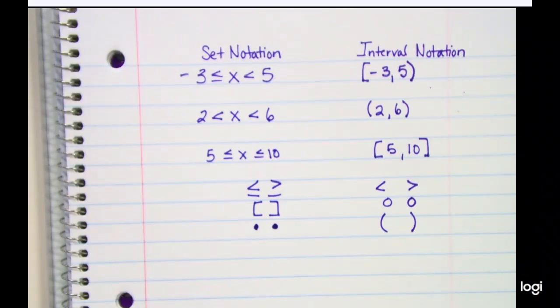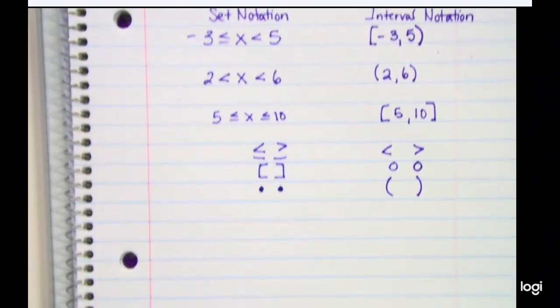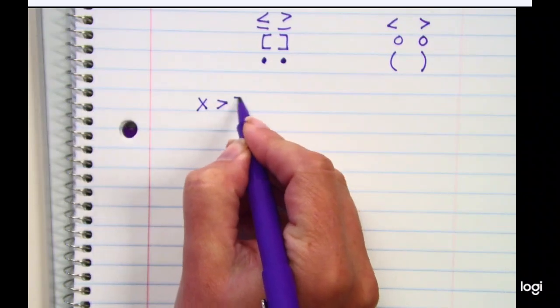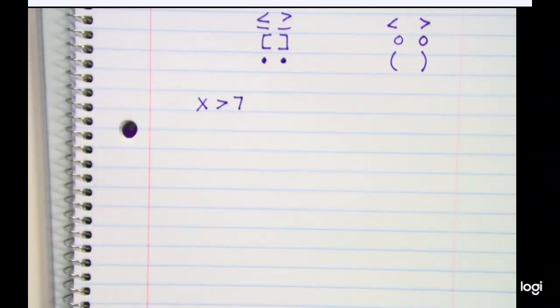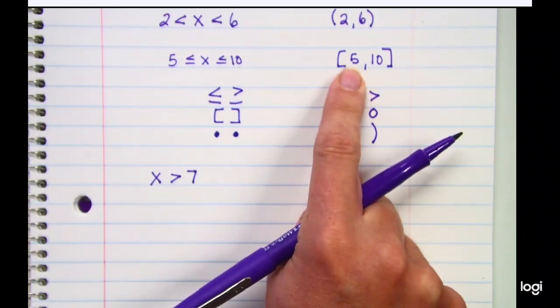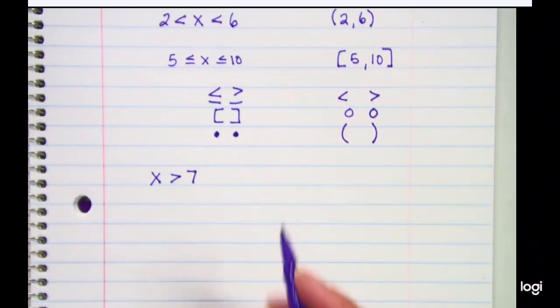So far, I've shown you what it looks like when x is in the middle. But is x always in the middle? No, it's for sure not. So what if I have x is greater than 7? I still need to have, like I do right here, a beginning and an ending spot. So this is how we would do it.